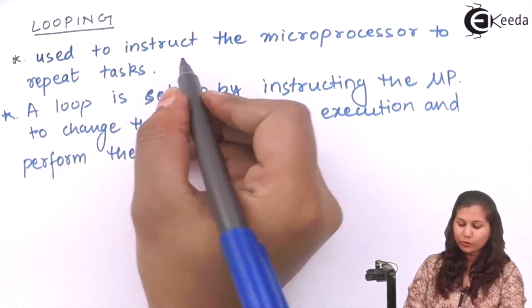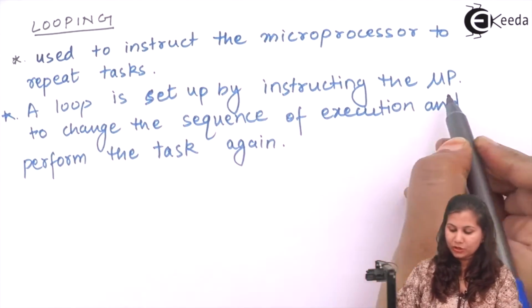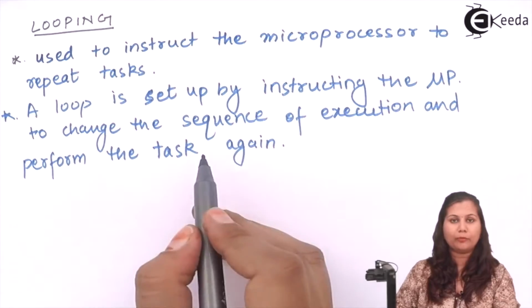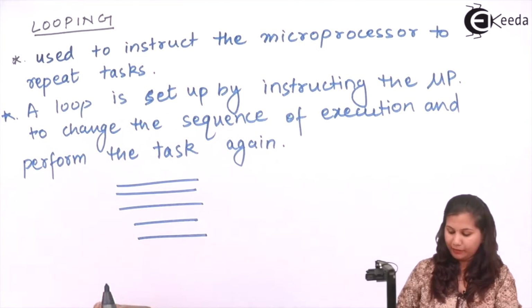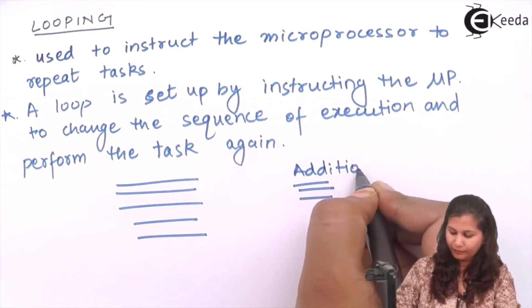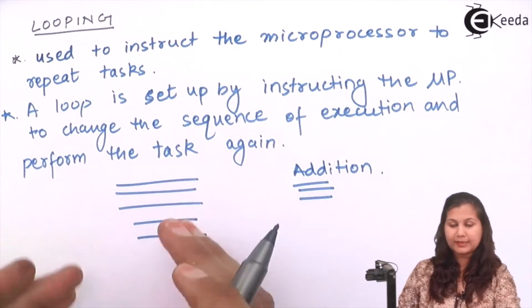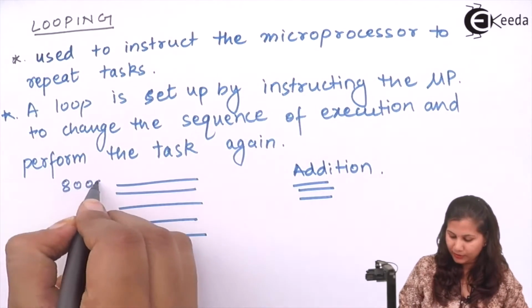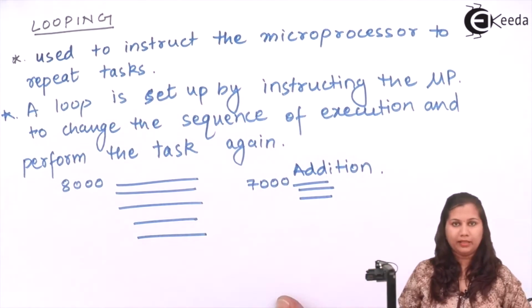Looping is used to instruct the microprocessor to repeat the task, and a loop is set up by instructing the microprocessor to change the sequence of execution and perform the task again. Suppose this is our main program written in the microprocessor memory, and there is a short program for addition. This program is written in a certain other memory location, and the main program is written at, suppose, 8000, and this addition program is written at, suppose, the 7000 memory location.